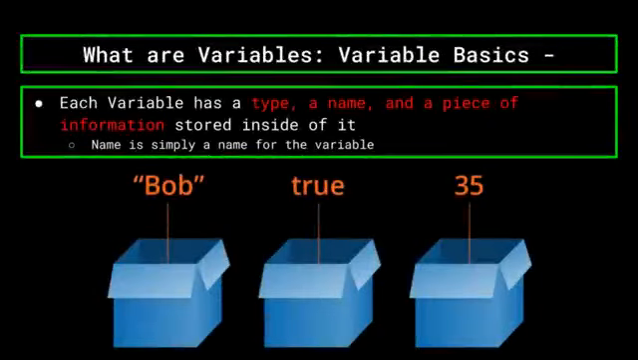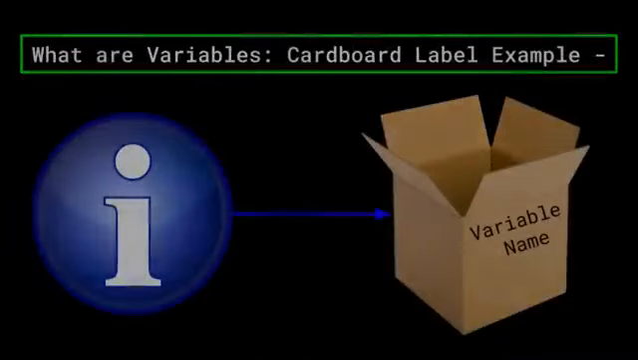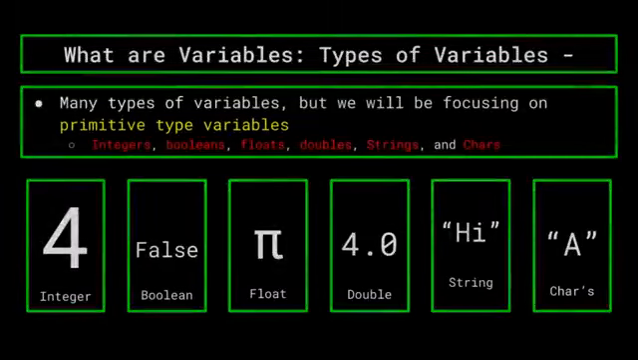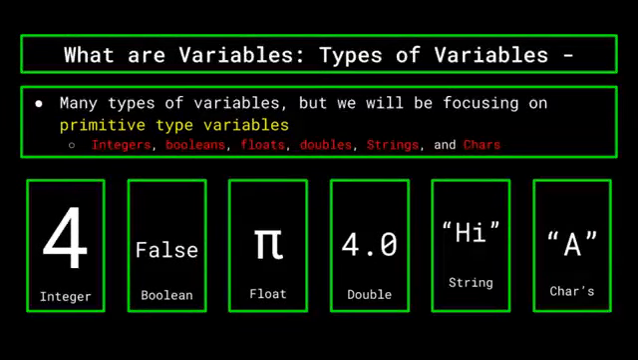Each variable simply has a type, a name, and a piece of information stored inside of it. The type and piece of information will be covered next, and the name is simply a name for the variable. Think of it as writing out a label on the cardboard box in Sharpie. Now, there are many different types of variables that a programmer can use, but right now, we will just be covering what are called primitive variables, which include integers, booleans, floats and doubles, strings, and characters.